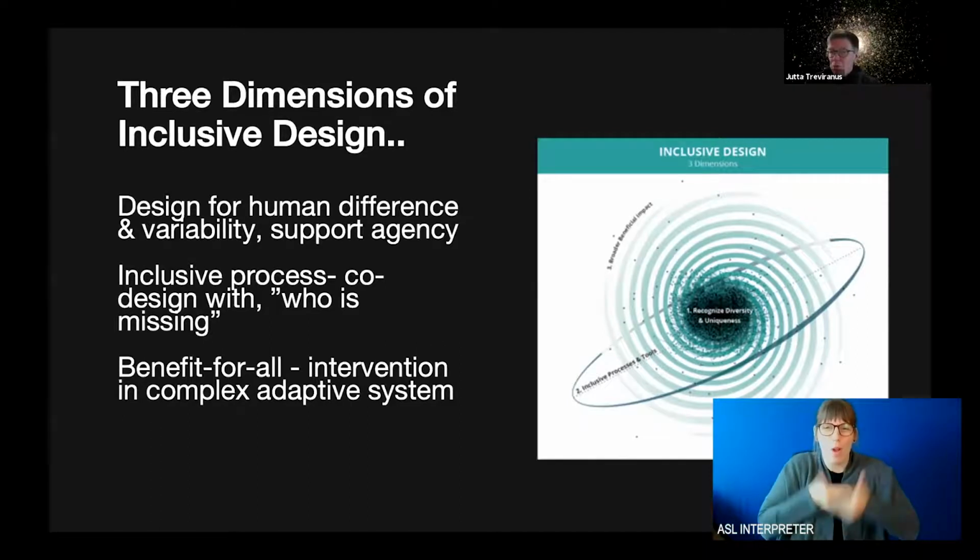The second dimension is to create an inclusive process. Here's where the nothing about us without us comes in. Co-design, and continuously ask who is missing. And the third dimension is that we strive for benefit for all. We're intervening in a complex adaptive system, and so we have to be cognizant of the ripple effects of any of our design decisions.